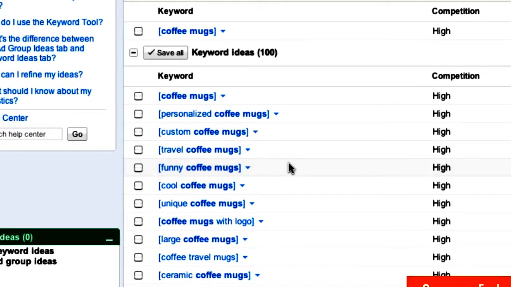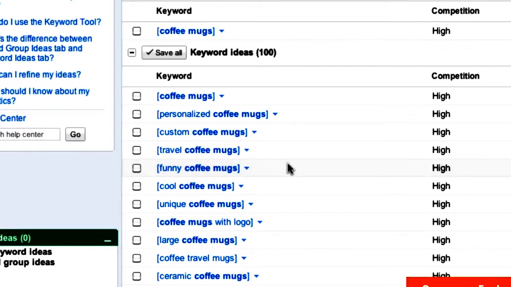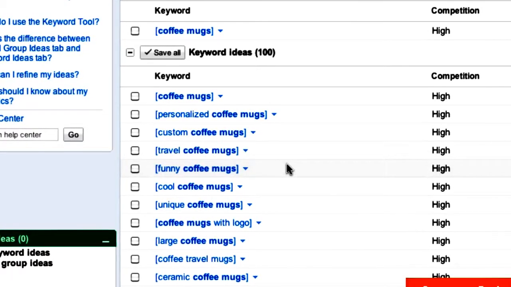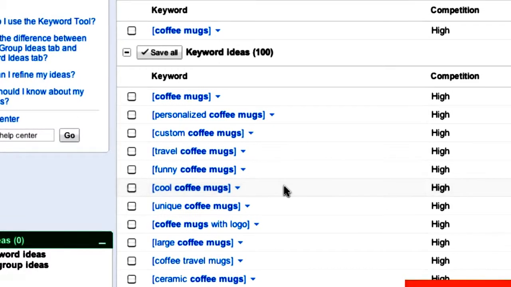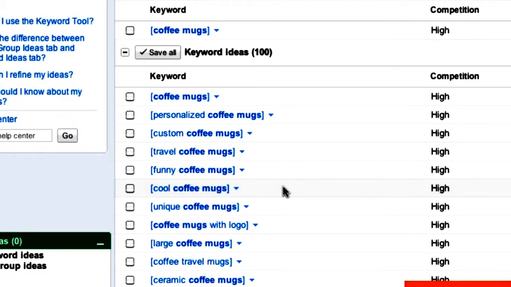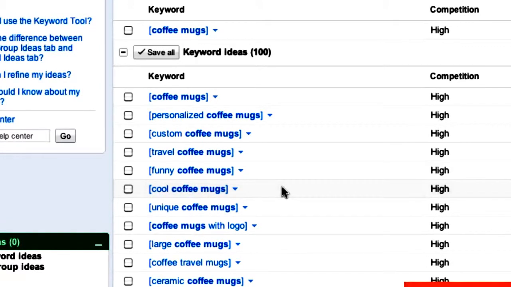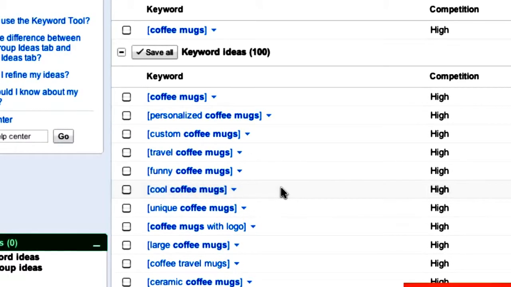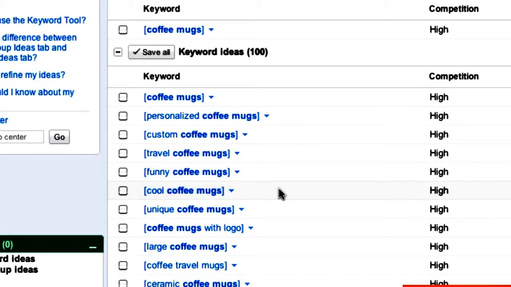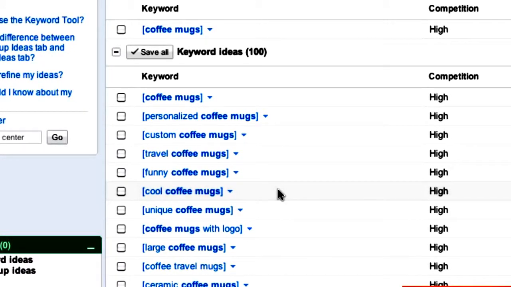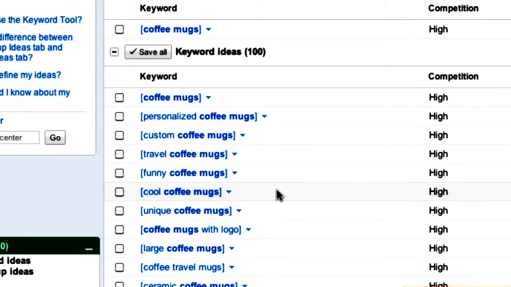as long tail variations, or long tail keywords. And they're just the root keyword, obviously, with some additional modifiers on there. And the thing that's great about these long tail keywords is one, they're easier to rank for because not as many people are going after them. And two, they usually convert at a much higher rate than your primary keyword because they're more specific.